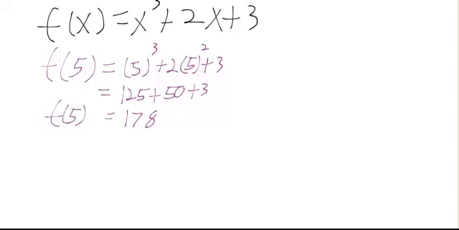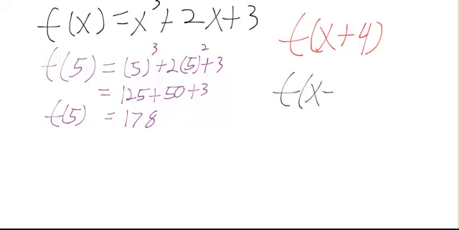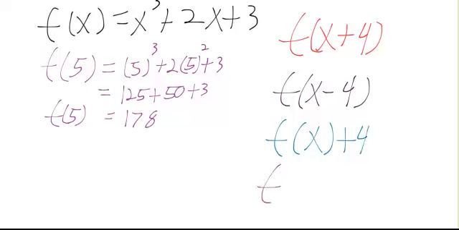So the different ones we're going to look at: we'll look at f of x plus 4 on the inside. We'll also look at f of x minus 4 on the inside. We'll look at f of x plus 4, and we'll have f of x minus 4 on the outside. And then we'll look at 2 more after we get done with these 4. But all this is saying is we are changing our numbers.